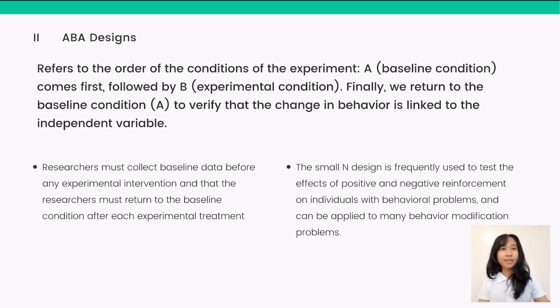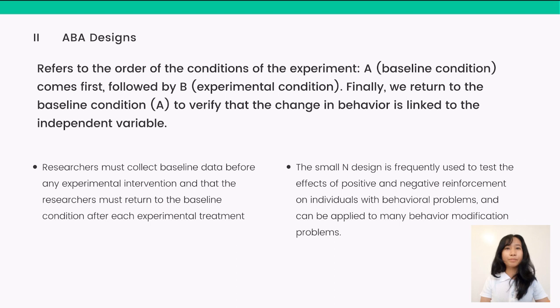First is phase A, the baseline condition, in which no treatment is present. This is the level of response before any treatment is introduced, and therefore the baseline phase is a kind of control condition. Then there's phase B, a treatment condition in which a manipulation is introduced.